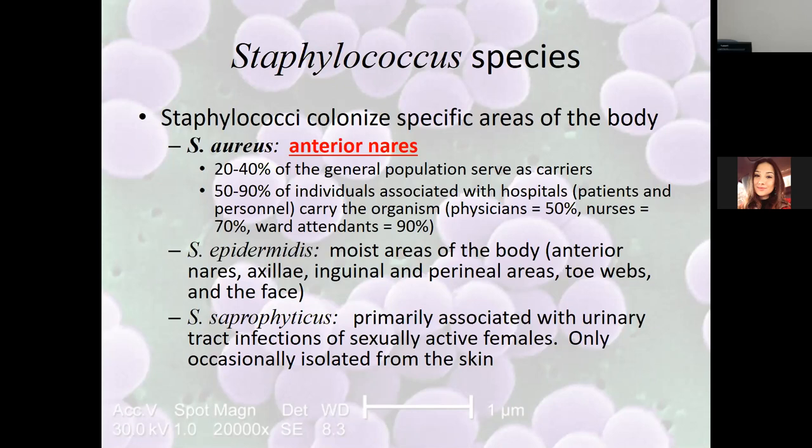So our anterior nares, right, is a good source for finding Staphylococcus aureus. 20 to 40% of the general population serve as carriers, almost half. And we have almost 90% of individuals associated with hospitals, that would be hospital personnel, carry the organism. 50% of all doctors carry it, 70% of all nurses carry it, and this one's the ward attendant, right? So why is the ward attendant carrying it? Why is it 90% on the ward attendant?